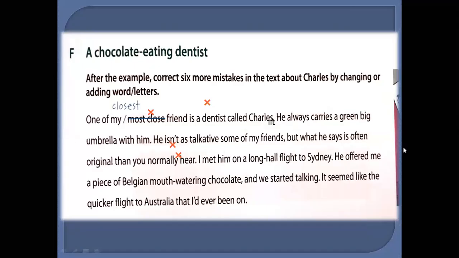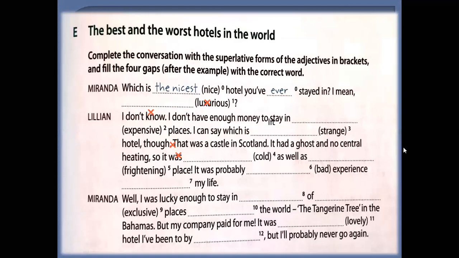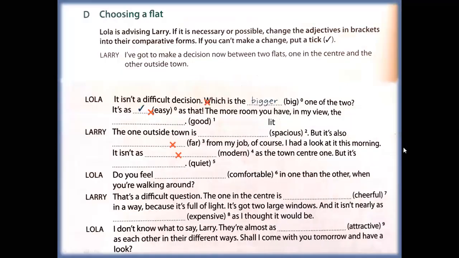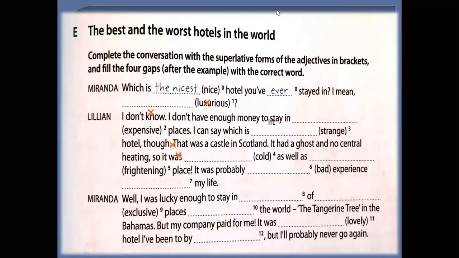Instead of that, let's choose this one here. The conversation. Superlative form of the adjectives in the bracket. Fill the four gaps after example with the correct form. For example, here, the nicest hotel you have ever stayed in. I mean, what are you going to write here?